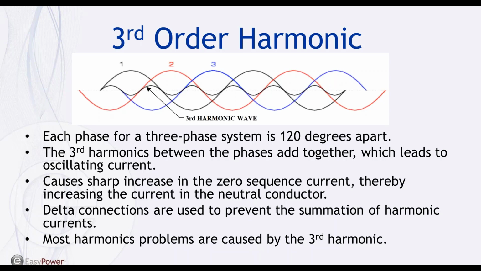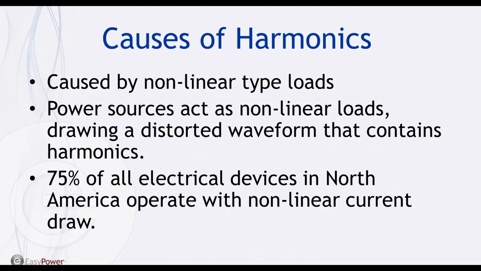To avoid third harmonics adding together, delta connections are used and the current is cycled around the connection instead of a Y connection. Most harmonic problems are caused by the third harmonic. For the most part, harmonics were absent until the 1960s with the coming of age in computer systems and electronics. With the beginning of this era, harmonics began to surface.